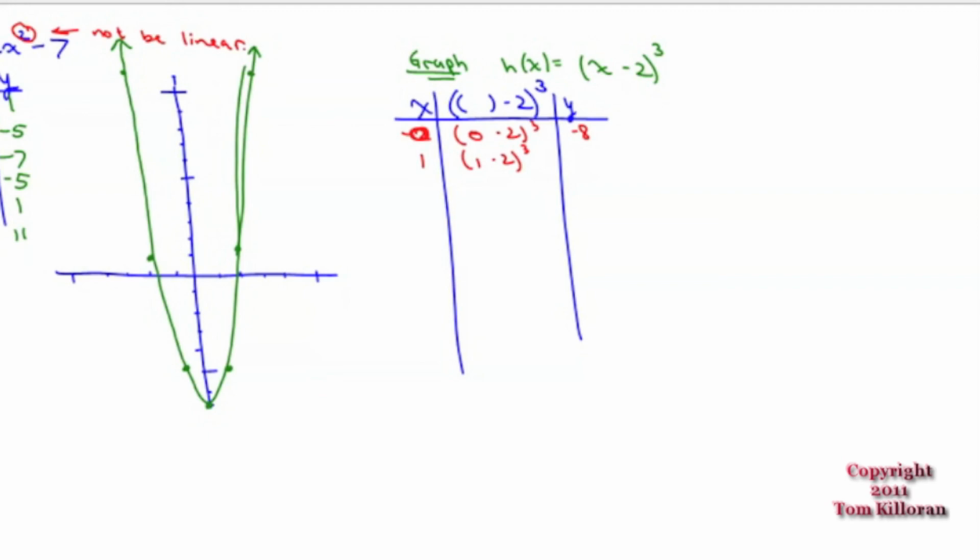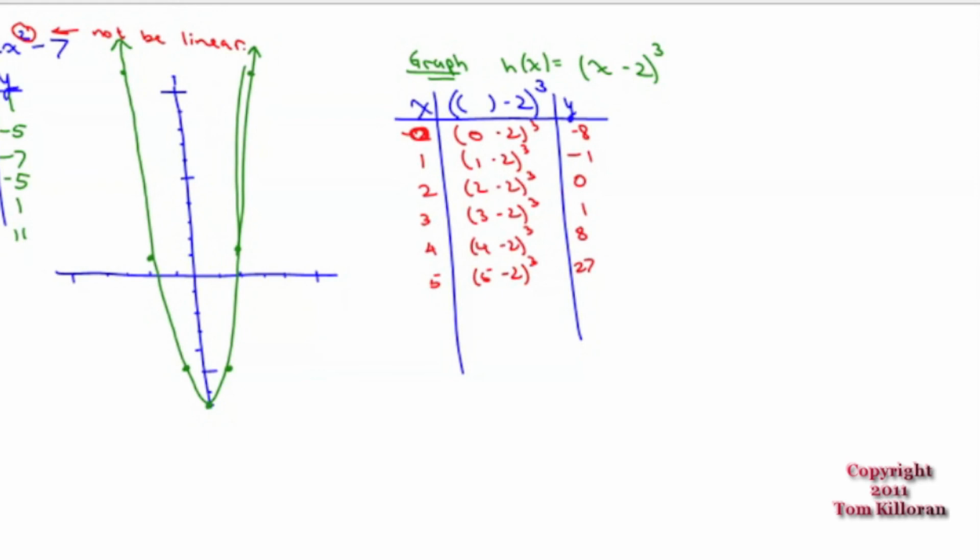What kind of 1? Negative 1. So it'd be negative 1. If I plug in 2, 2 minus 2 cubed, 0. If I plug in 3, 3 minus 2 cubed, 1. If I plug in 4, 4 minus 2 all cubed, 8. If I plug in 5, 5 minus 2 all cubed, 27. That's generally just too big.